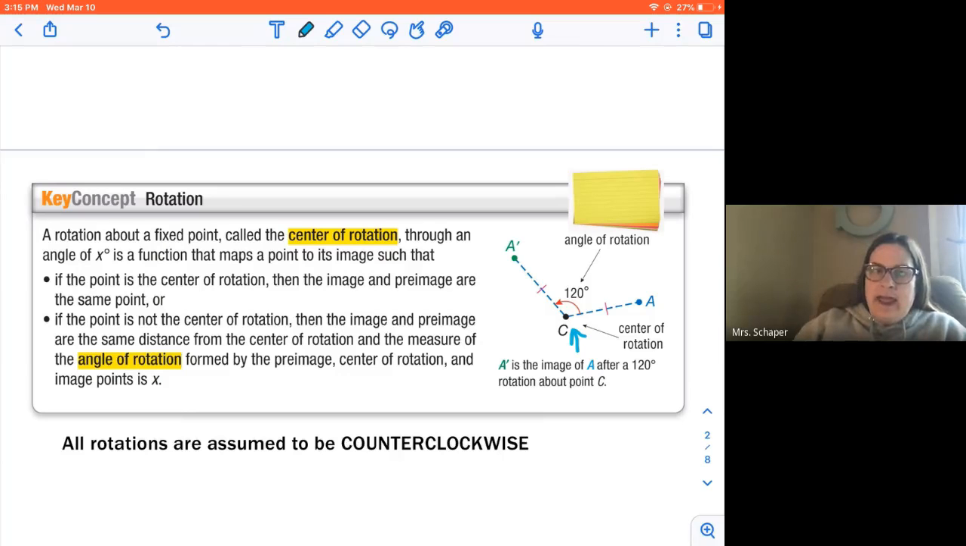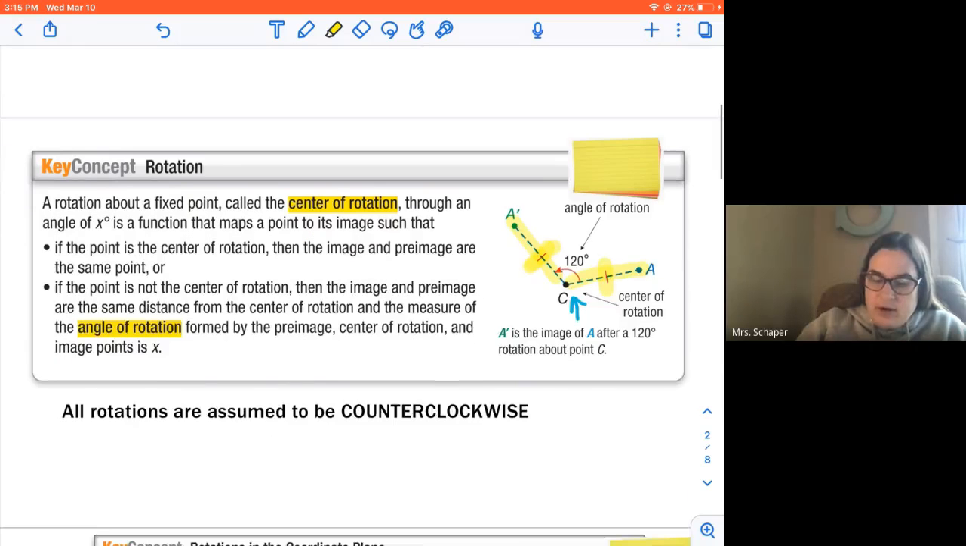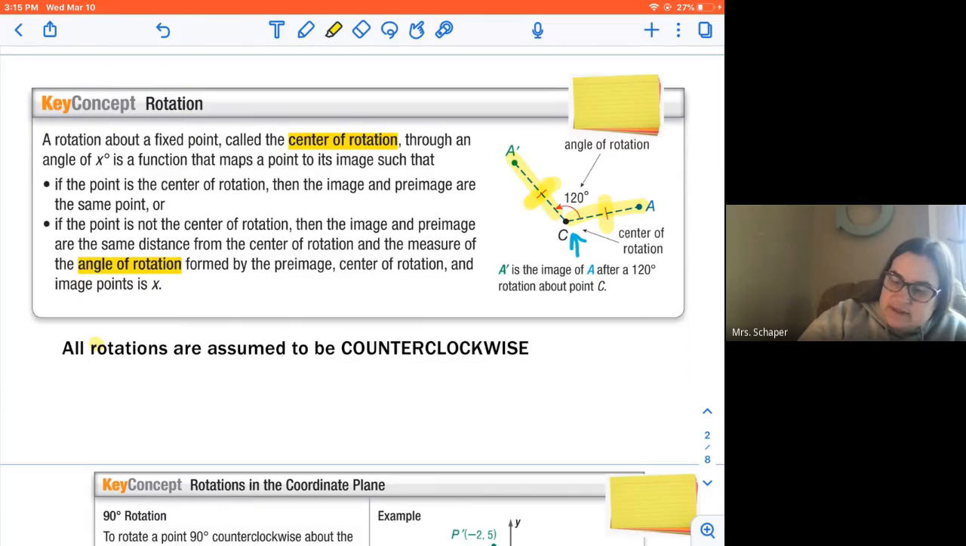And then the angle of rotation is what is formed. So notice how these two sides are the same length. Now, here's a big thing I need you to remember. When we do rotations, they are counterclockwise. So if it says it's a 90-degree rotation, that means it's 90 degrees counterclockwise. That's super important. We assume the rotations are counterclockwise unless it says something else. You got to keep that in your head.